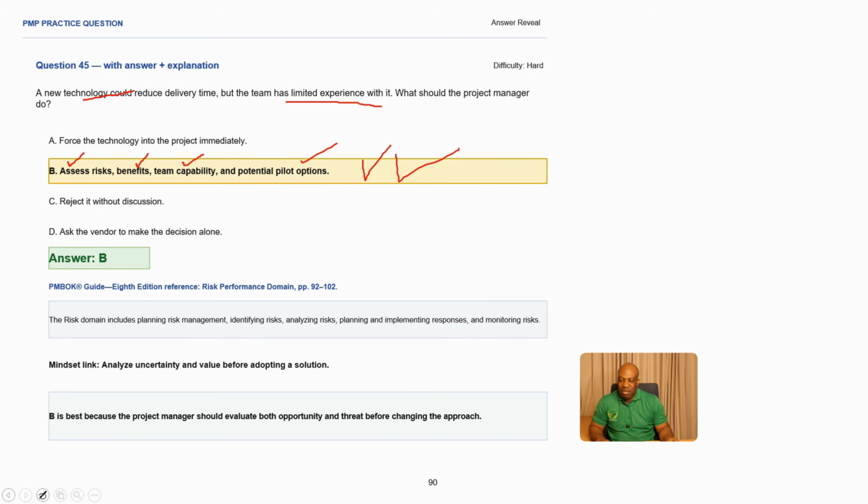And what is our reference in PMBOK? Risk performance domain, which is pages 92 to 102. So what does the risk performance domain include? Risk performance includes planning risk management, okay, identifying the risk, also analyzing them, planning the responses, and also monitoring. And the best mindset that can be used here is to analyze uncertainty and also value before adopting a solution, which is very important. So the project manager here is supposed to analyze the risks and also the value before adopting any solution, making B the best answer because the project manager should evaluate both opportunity and threat, which is the risk, before changing the approach, making B the best answer.